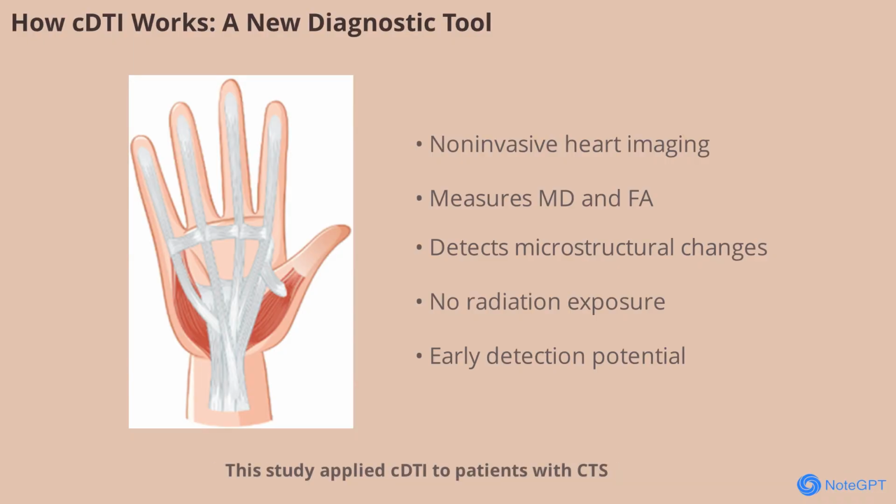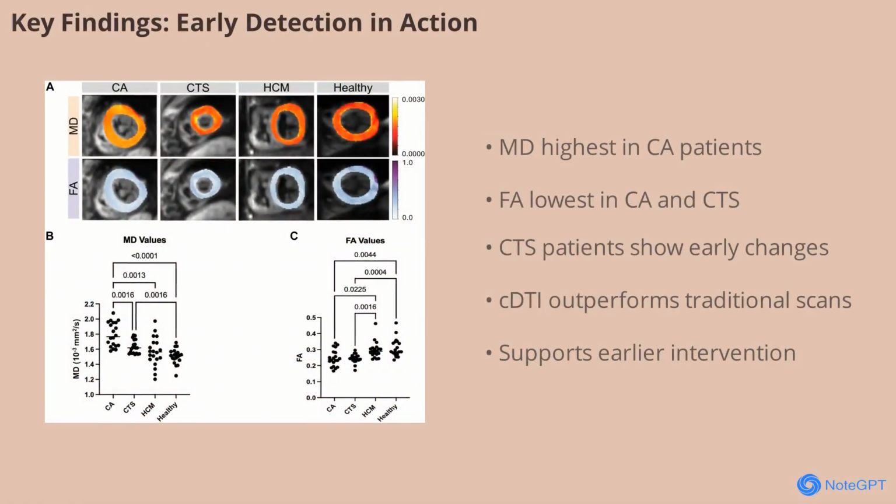This study applied CDTI to patients with CTS who had confirmed amyloid in their wrist tissue, as well as to patients with established cardiac amyloidosis, hypertrophic cardiomyopathy, and healthy controls. By comparing these groups, researchers aimed to determine if CDTI could detect early signs of cardiac involvement before traditional symptoms or test results appear. Results of the study were striking.